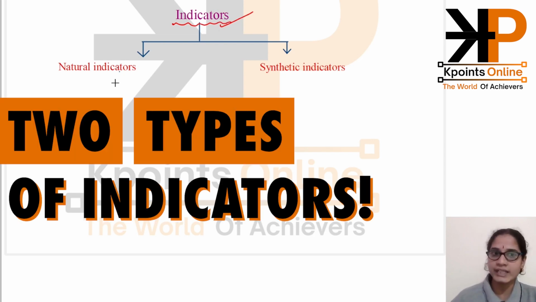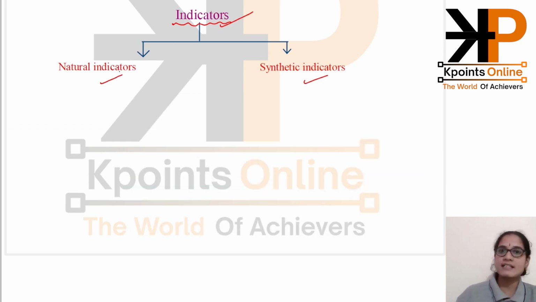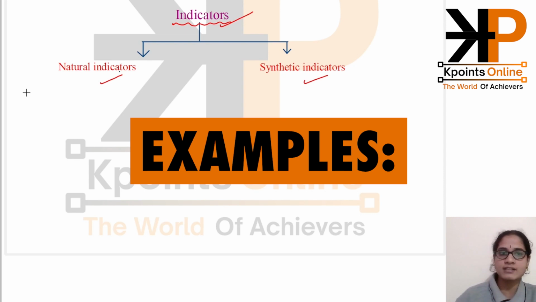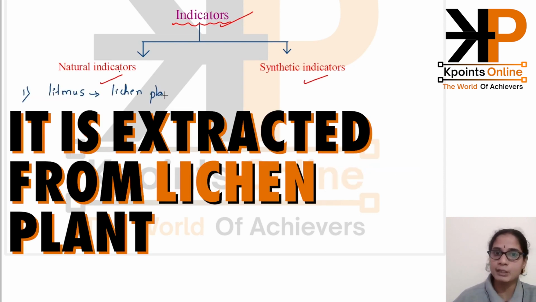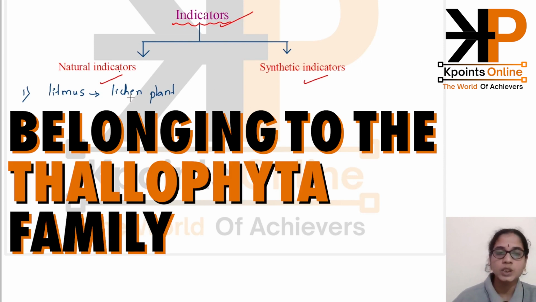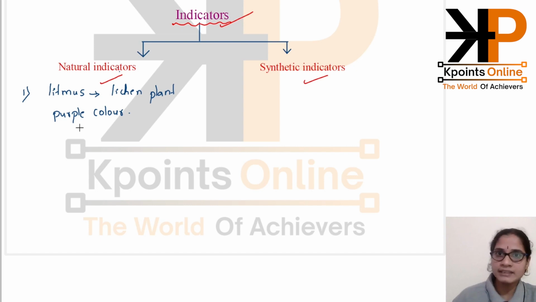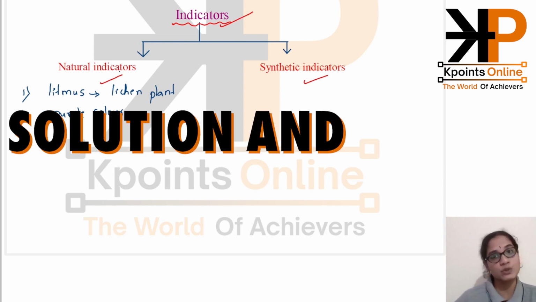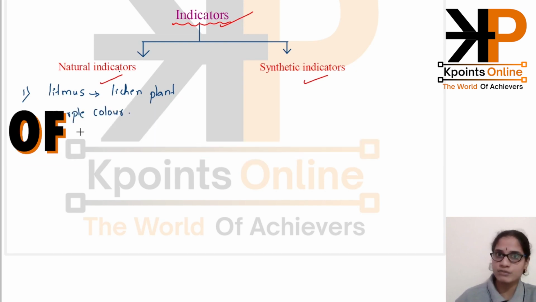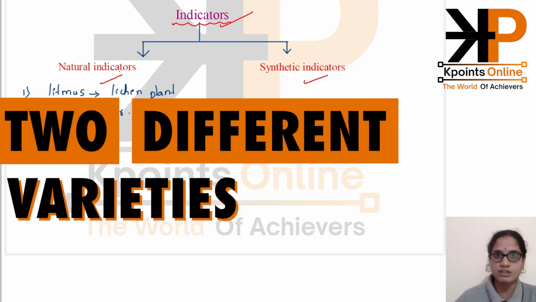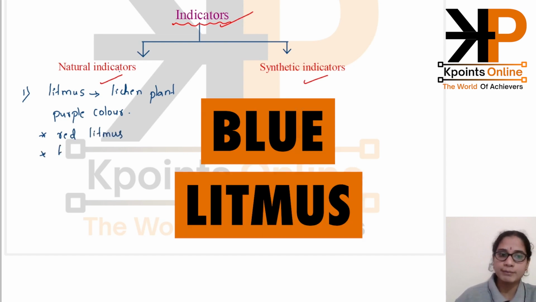We have two types of indicators, that is natural indicators and synthetic indicators. Let us see the examples for natural indicators. Litmus. It is extracted from lichen plant belonging to the Thallophyta family. It is a purple color dye. It is available in the form of solutions and also in the form of strips. We prepare two different types of solutions from two different varieties of lichen, red litmus and blue litmus.